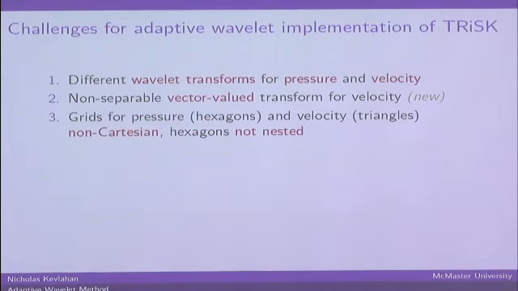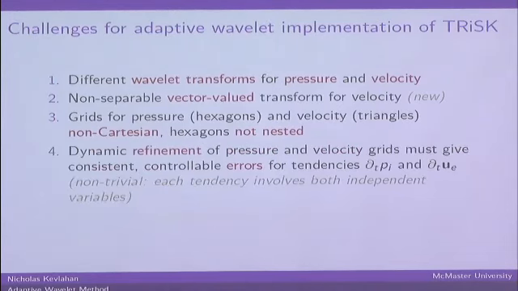The grids are different on this sphere. For pressure, our cells are hexagonal, and for velocity, we've got triangles. They're both non-Cartesian, and the hexagons are not nested when you go from one level to another. All of these things present technical challenges compared with the nice Cartesian case I've been used to in the past.